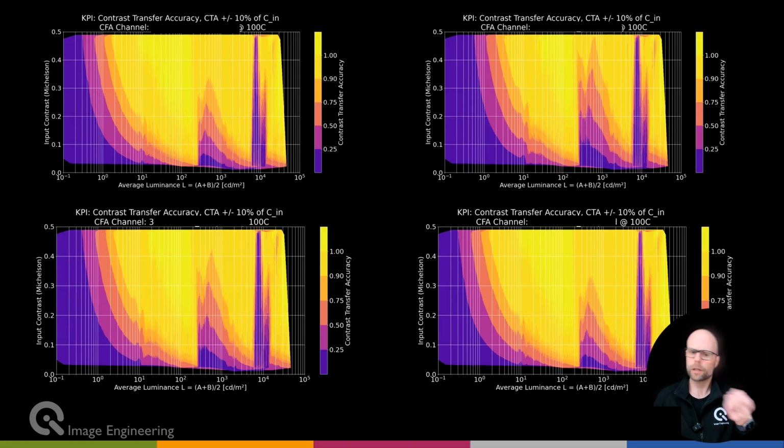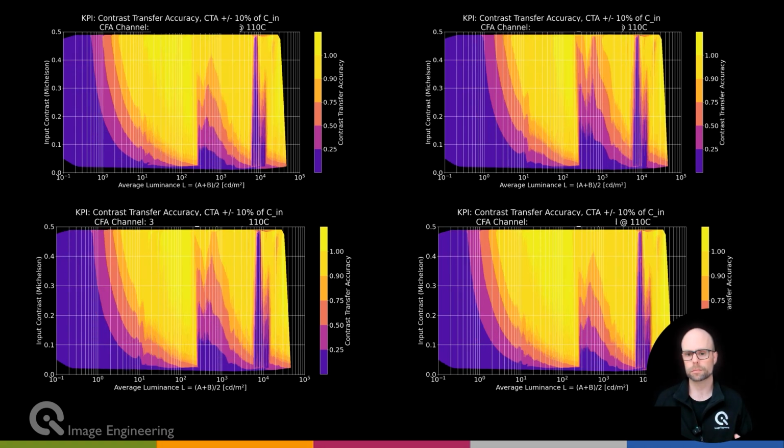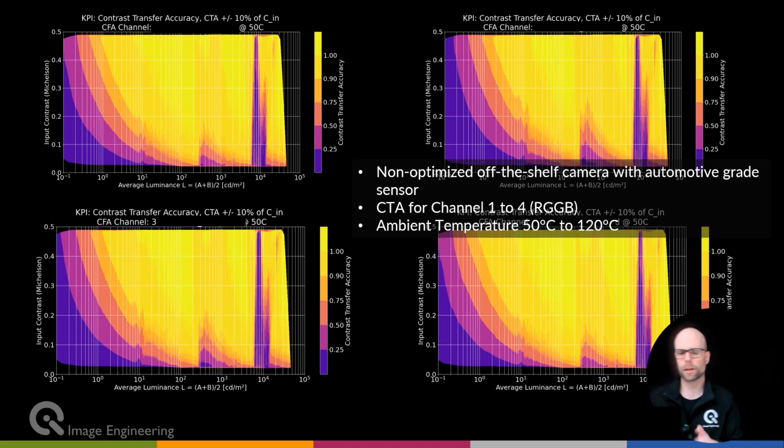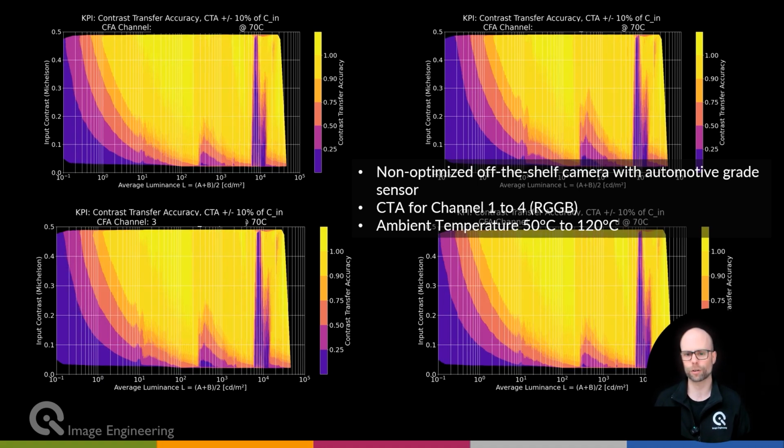So here's an example of a temporal CTA over temperature. I just talked about that, so that's definitely a possibility. And you see here a sensor where we get different behavior, of course, over temperature. This is a not-optimized, off-the-shelf camera with an automotive-grade sensor. So we just took the off-the-shelf camera. This is not the best that this sensor can do, but we quite nicely see this is something that you could get as the initial configuration from your sensor supplier.